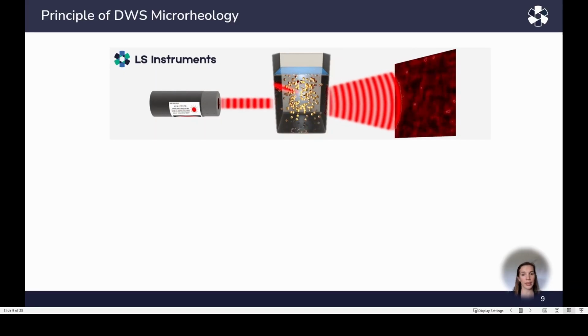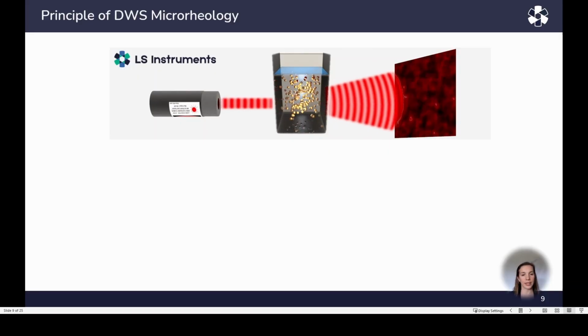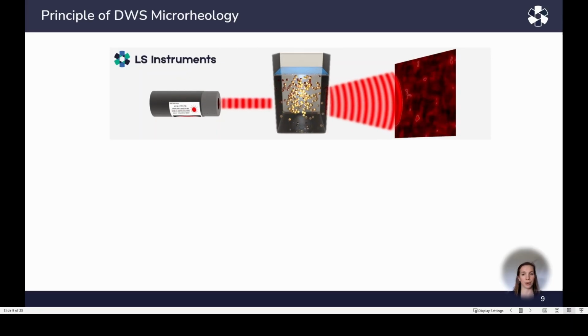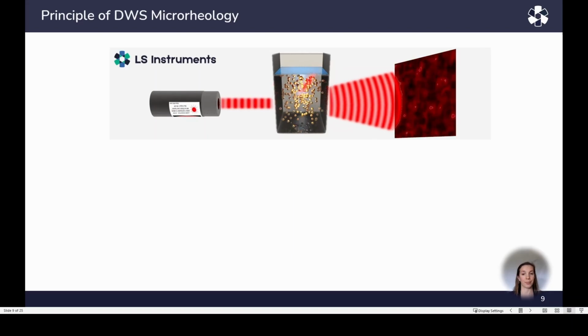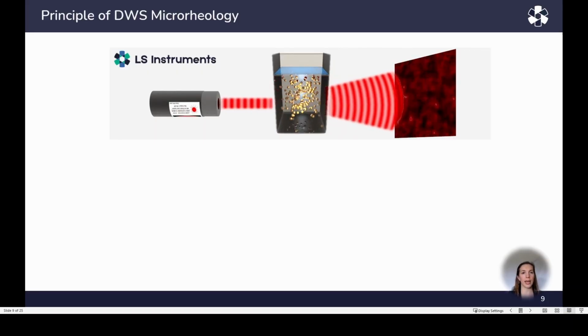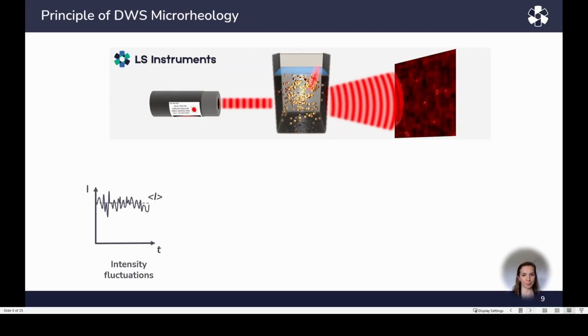The laser light will hit the dispersed tracer particles inside the sample. The photons of the incident light are scattered by the particles. This scattered light is going to be collected by the detector. As the particles move during the measurement time, the scattered light measured at the detector changes in intensity over time. This means we speak of a time-dependent measurement. The particles will move and their scattered intensity will hence fluctuate over time.